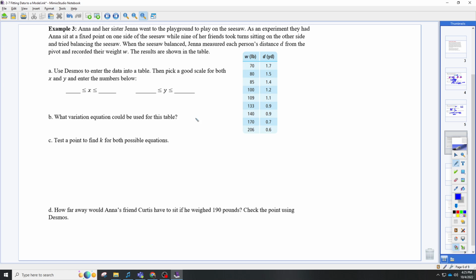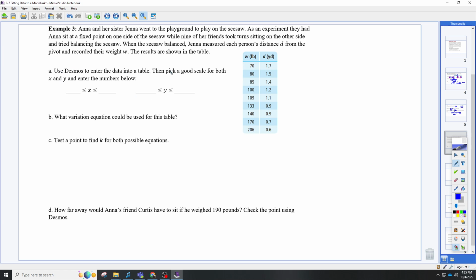Anna and her sister Jenna went to the playground to play on a seesaw. As an experiment, they had Anna sit at a fixed point on one side of the seesaw, while 9 of her friends took turns sitting on the other side and tried balancing the seesaw. When the seesaw did balance, Jenna measured each person's distance, d, from the pivot, and then recorded their weight, w. The results are shown in the table. So we have to make another table.